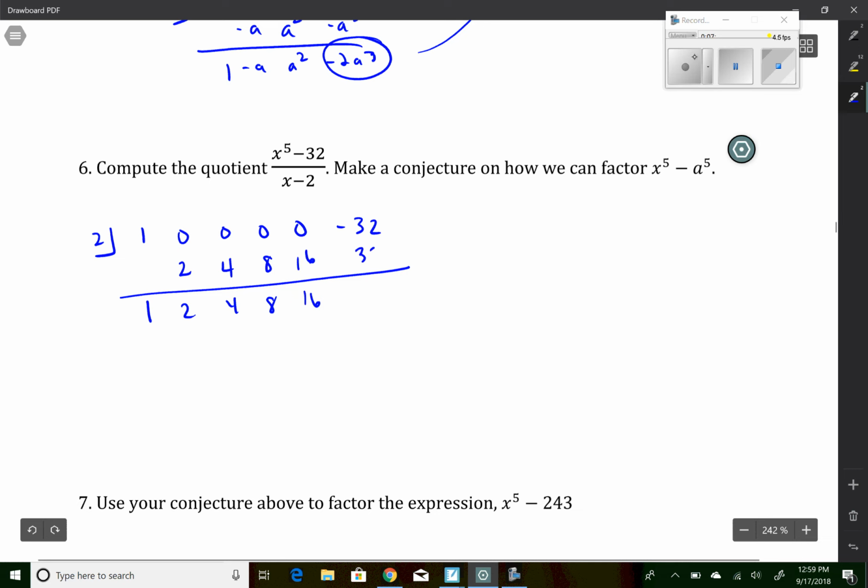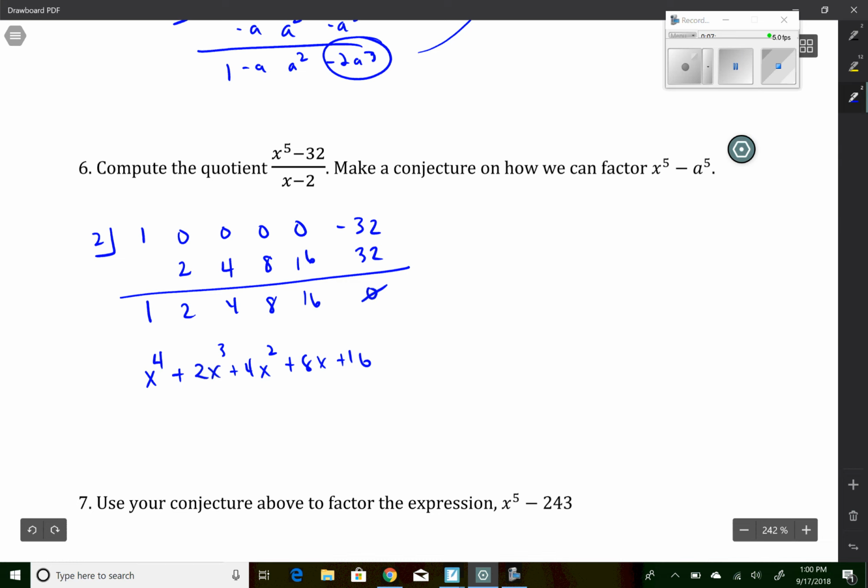And we have a 32. No remainder. So this answer is constant term, 1st, 2nd, 3rd, 4th. So I have x to the 4th plus 2x cubed plus 4x squared plus 8x plus 16.